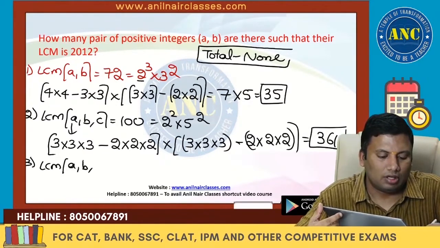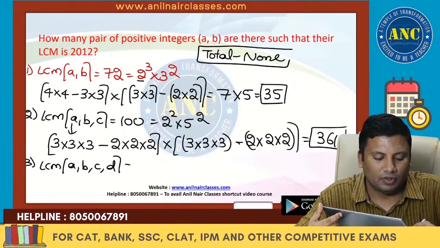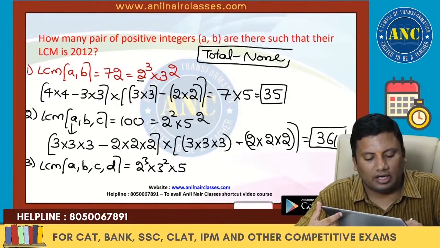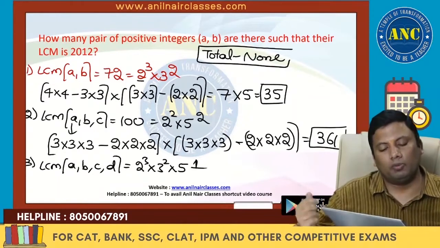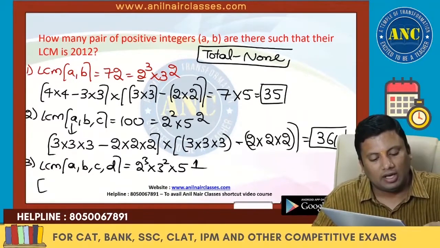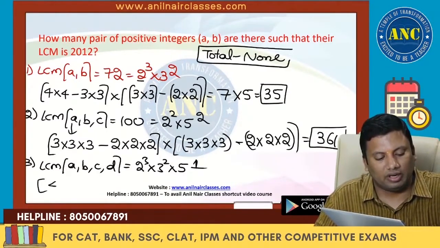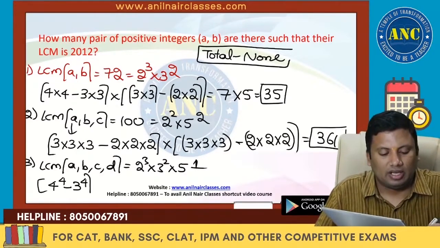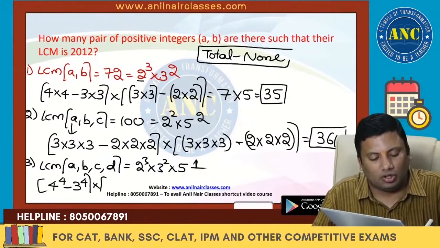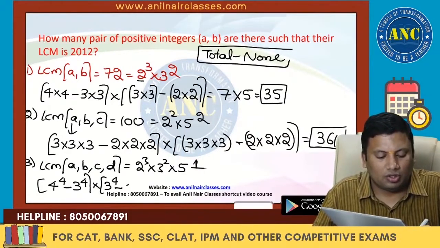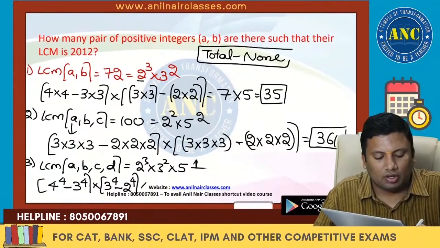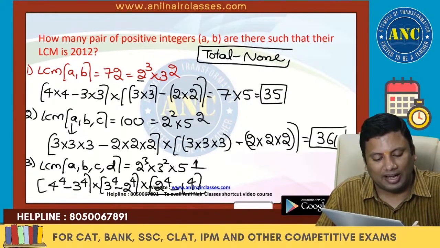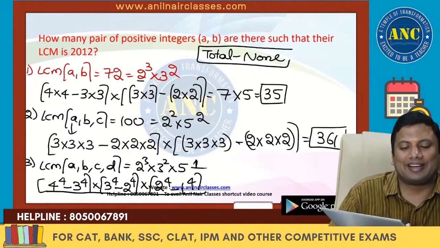LCM of A, B, C, D is nothing but 2 cube into 3 square into 5 power 1. A will take 0 to 3, 4 cases. 4 variables are there. Don't take 2 power 3. Similarly, 3 square, 0 to 2, 3. Don't take 3 square. 0 to 1, 2. 2 power 4 minus 1 power 4. I hope the idea is crystal clear.